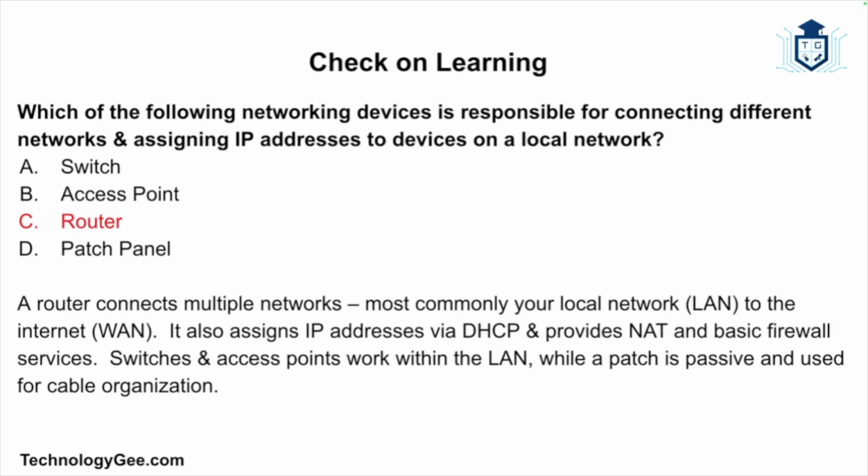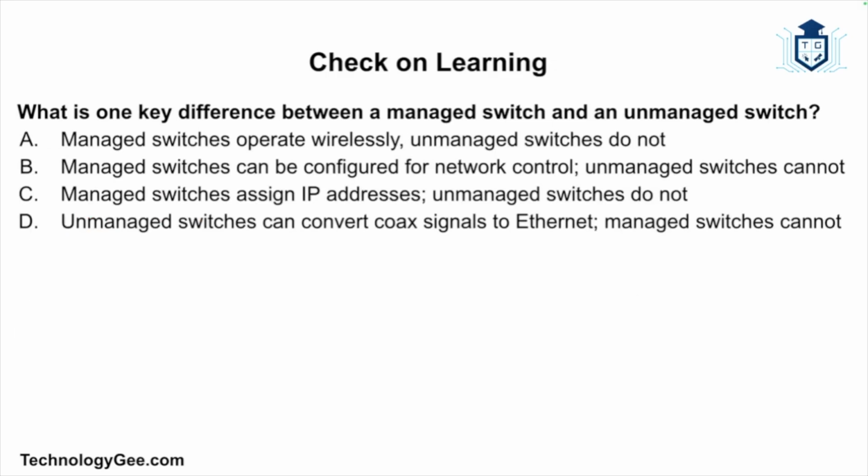So a router connects multiple networks, most commonly your local area network or your LAN, to the internet or the wide area network. It also assigns IP addresses via DHCP and provides network address translation, or NAT, and basic firewall services. And switches and access points work within the LAN, while a patch panel is passive and used for cable organization. Next question.